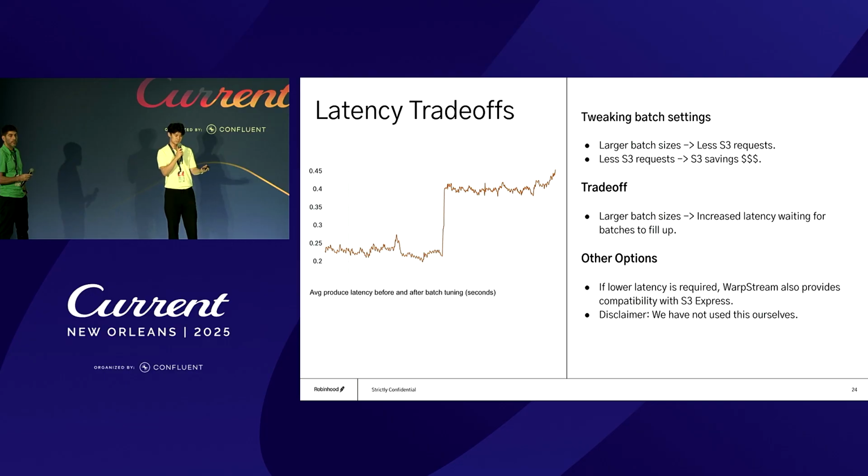For us, if we look at this graph, it starts at around 0.25 seconds. And that increase there is where we doubled the batch size. The batch size is the size of the data batches coming from the agent to S3. The larger batch size results in fewer S3 requests, as Renan said earlier, and the fewer S3 requests we make, the more we save on our S3 bill. The trade-off here is that with larger batch sizes, you're going to be waiting a bit longer for those batches to fill up, and that increases some of the latency in the cluster.